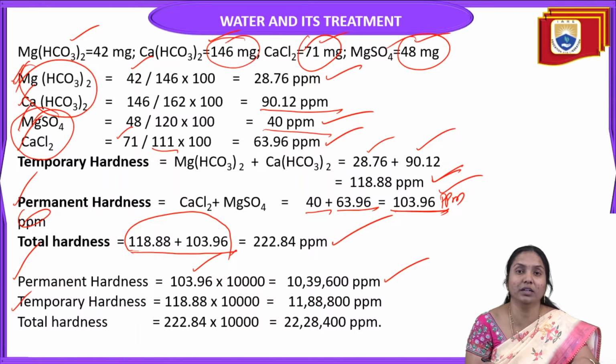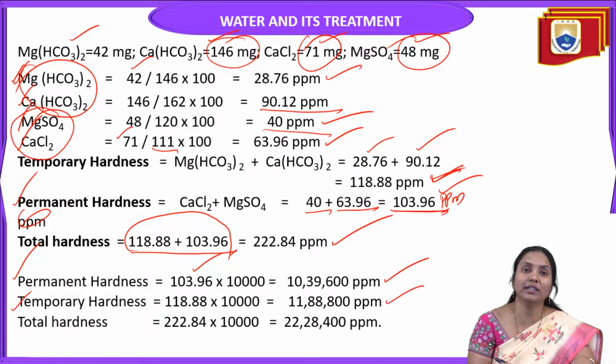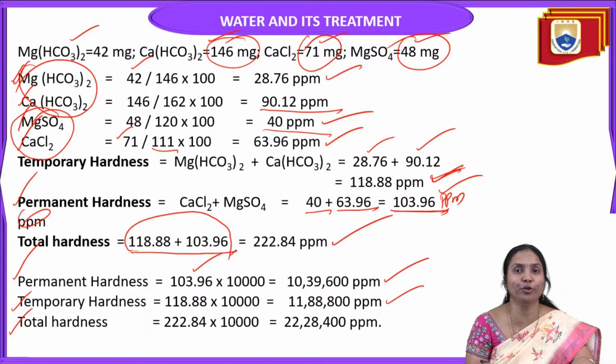In the same way we can calculate the temporary and total hardness in 10,000 liters of water. Temporary hardness is 118.88 multiplied with 10,000, which equals 11,88,800 ppm. Now the total hardness is 222.84 ppm, so 222.84 into 10,000 equals 22,28,400 ppm. In this way you can calculate the temporary, permanent and total hardness in 10,000 liters of water.